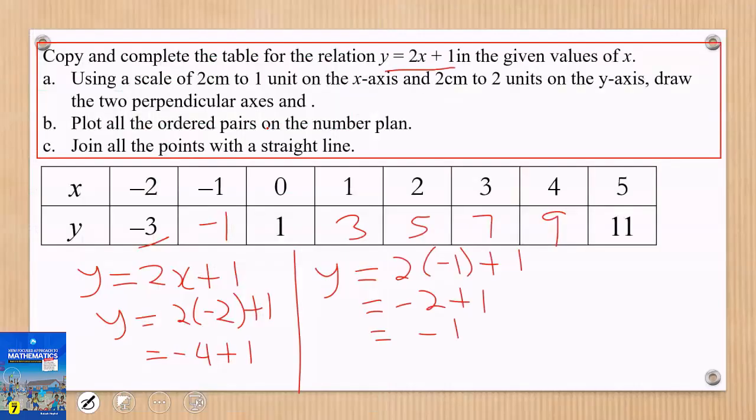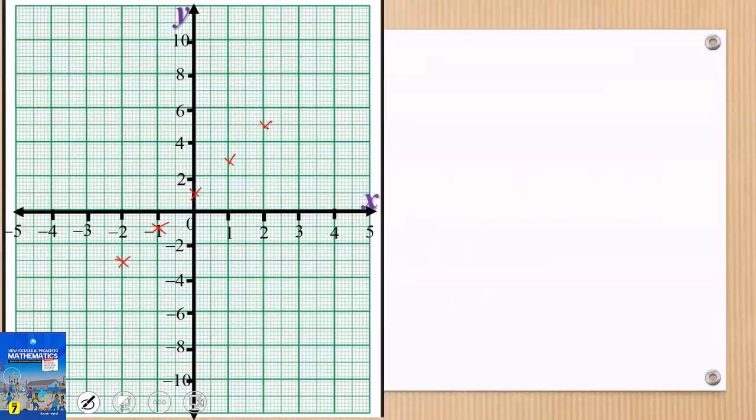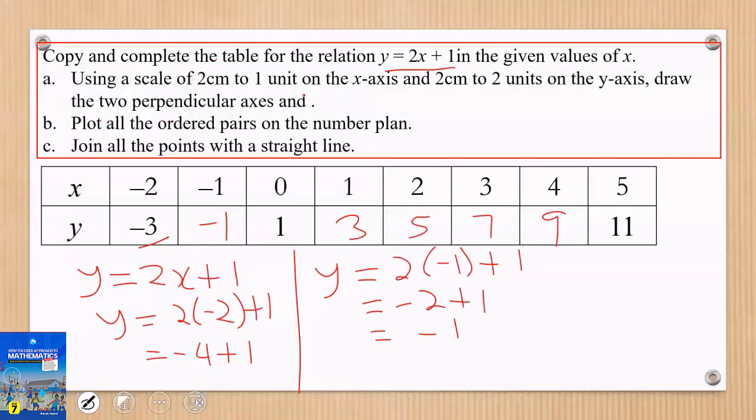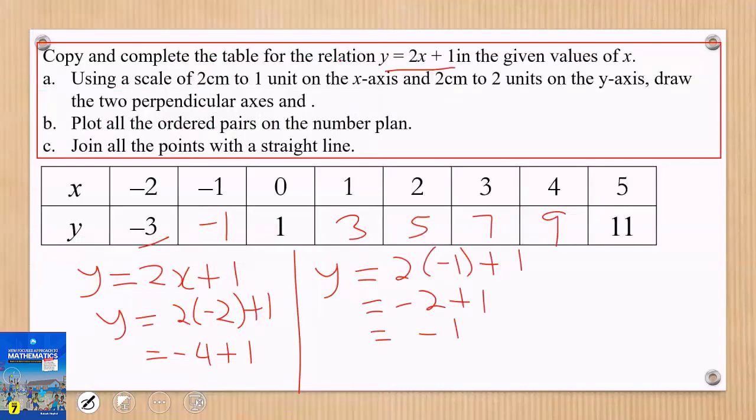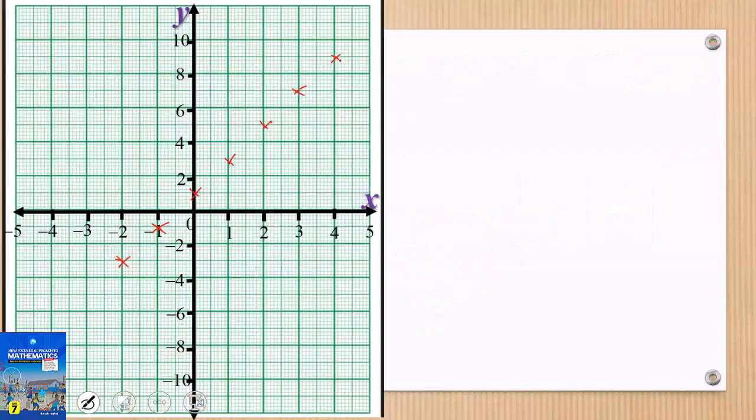Okay, then 3, 7 will be here. So you can see that all the points are on the same straight line. Then 4, 9 will be here. And then finally 5, 11 will also be here as well. So you can see that all the points are on the same straight line.